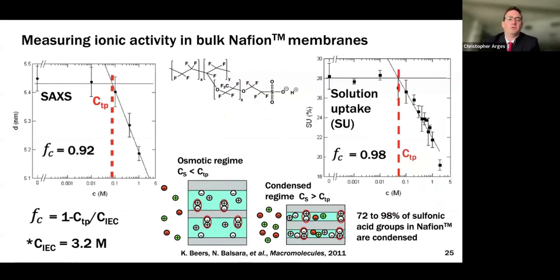And we didn't make this up ourselves. Nitash Balsara had applied these ideas and techniques to bulk Nafion membranes here. He did some SAXS experiments with Nafion with sulfuric acid. Again, as you increase the sulfuric acid concentration, you're looking at that transition point where it's swollen and then it starts to deswell. This is the domain spacing and this is the solution uptake. This was measured gravimetrically. They also observed that the fraction of ions that are condensed within the system is quite large from these two methods, 0.92 versus 0.98. They also looked at an ion uptake measurement that gave them more like 0.72.